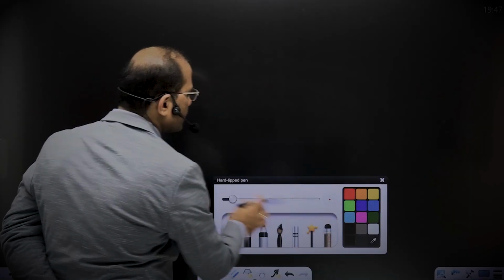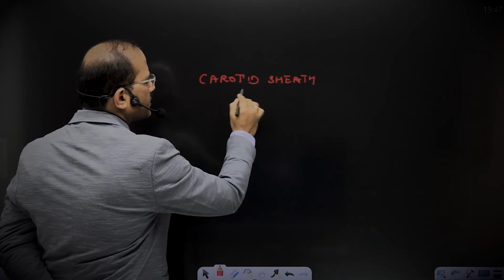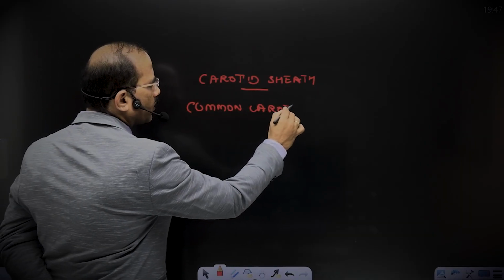And who lies on the carotid sheath? Students, we have seen in the previous lecture, there's someone who lies on the carotid sheath, that's the Ansa cervicalis, right? So what are the contents of carotid sheath? Just understand this, that's a very important MCQ for you. Who lies in the carotid sheath? The common carotid artery.